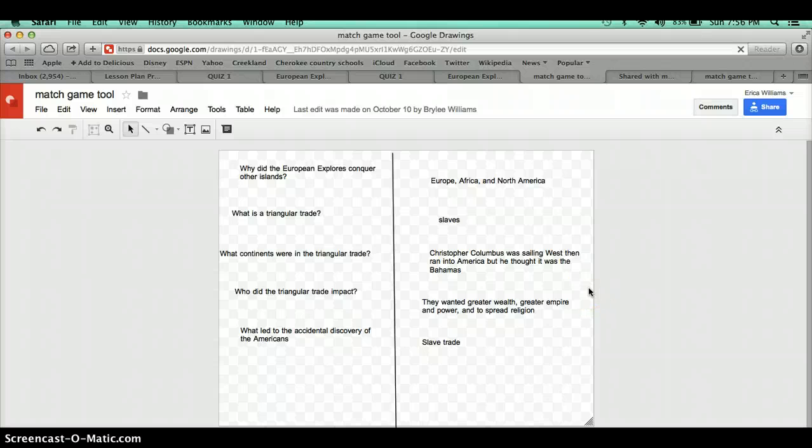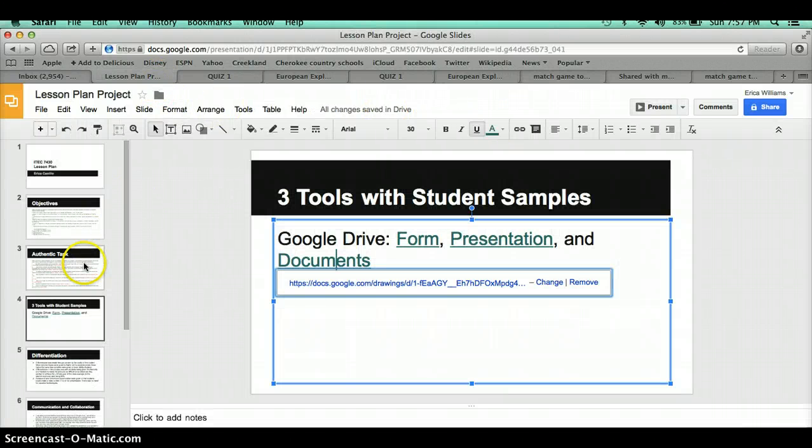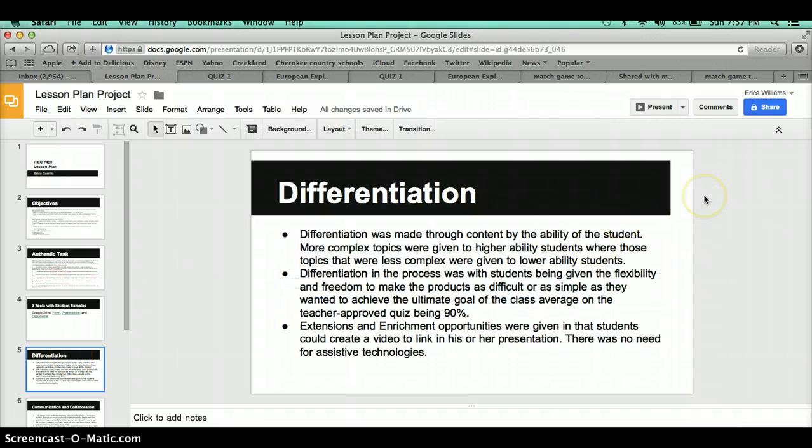So this particular one was matching. They had the questions on the left and the answers on the right. The way it would work is that they would do their presentation, and while they were presenting, they would give the class the note sheet to cover, and then they would give their quiz at the end or the next day. Differentiation: I based it on the ability of the student, which is how they received their topics.